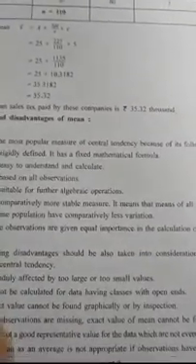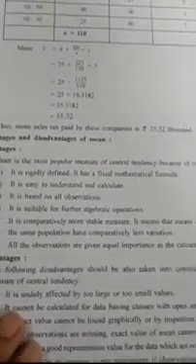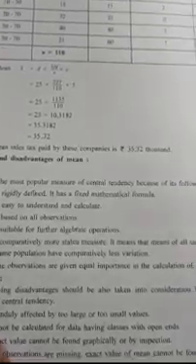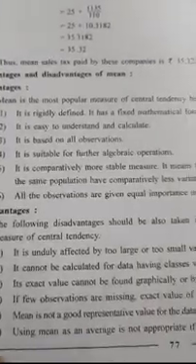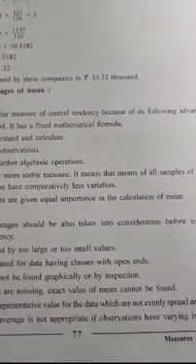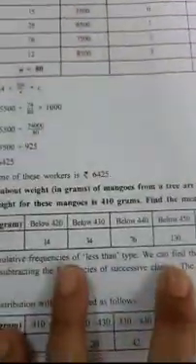See here, it is unduly affected by too large or too small values. This point was there, that it should not be affected by unduly small or large data, but it is being affected. So this is one of the limitations. Second, it cannot be calculated for data having classes with open ends. Open end means something like less than 20 to 30, or more than 40 to 50. Let me show you one example so you can understand what open end data is. So the open end, this kind of data, just a second.